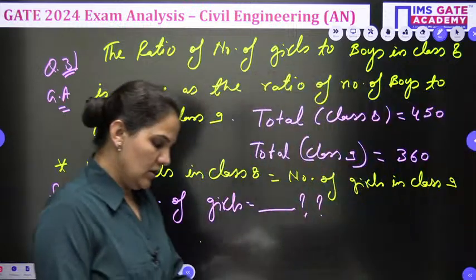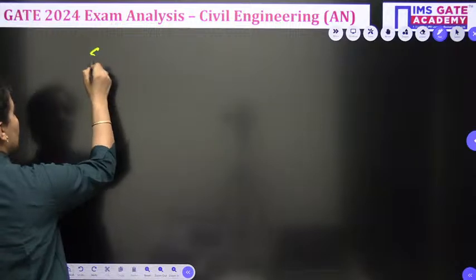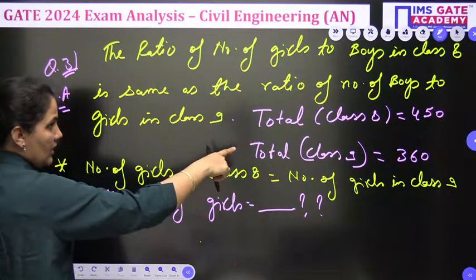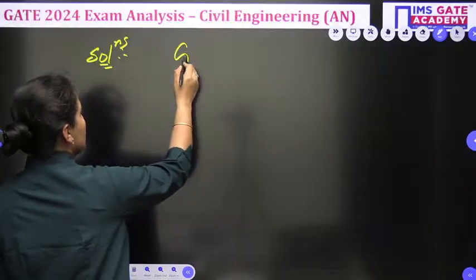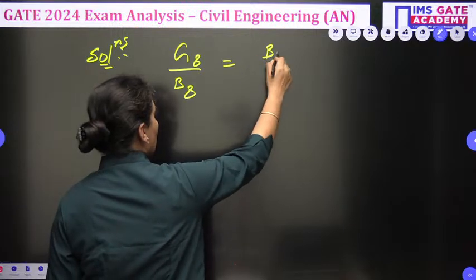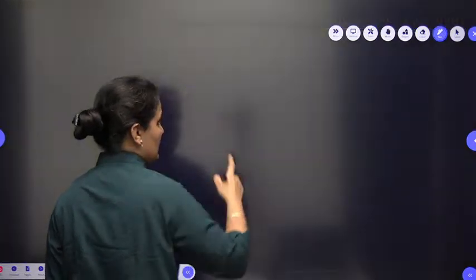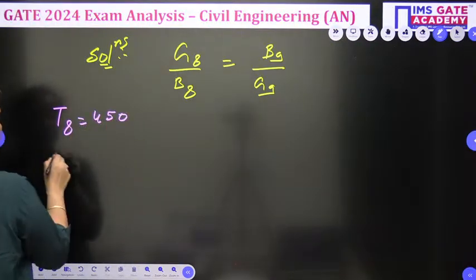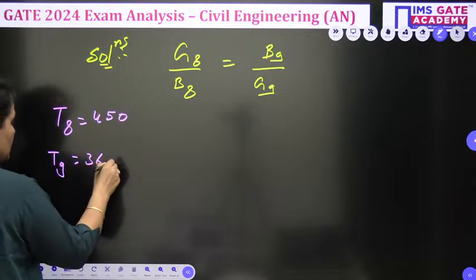So here very easily we can write down. Let's solve the question. So what is given to us, when we talk about the solution. The ratio we are having is girls to boys in class 8. So girls of class 8 to boys of class 8 is equal to boys of class 9 to girls of class 9. This is given to us. Total is given, we will use that also. Total in class 8 is 450. Total in class 9 is 360. This is the data and we will use this also.